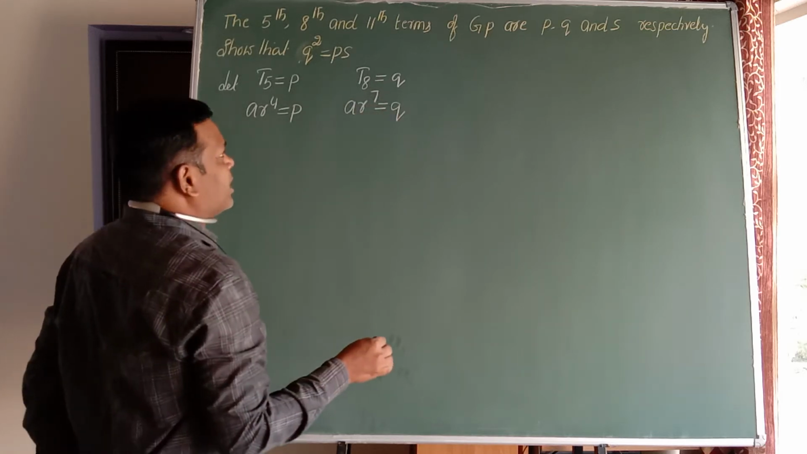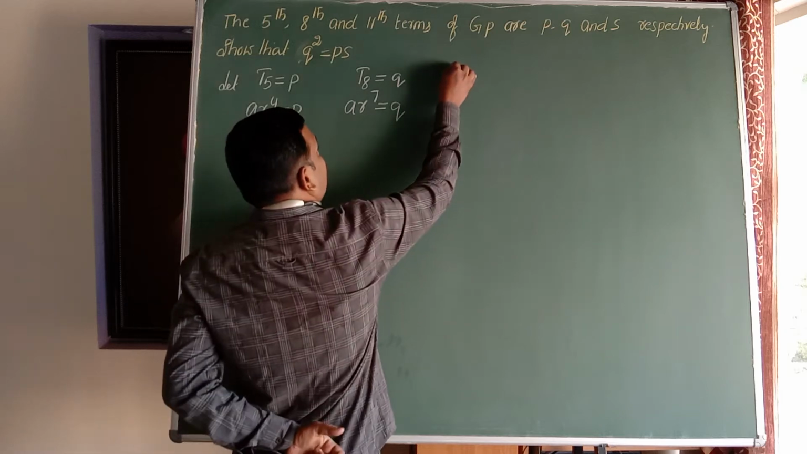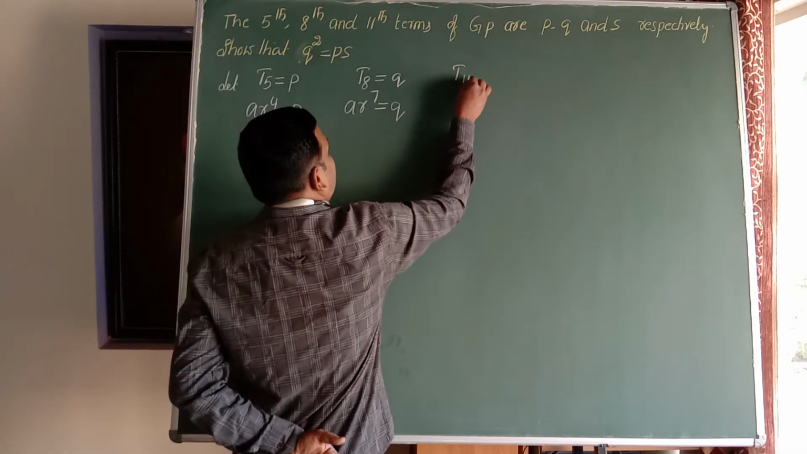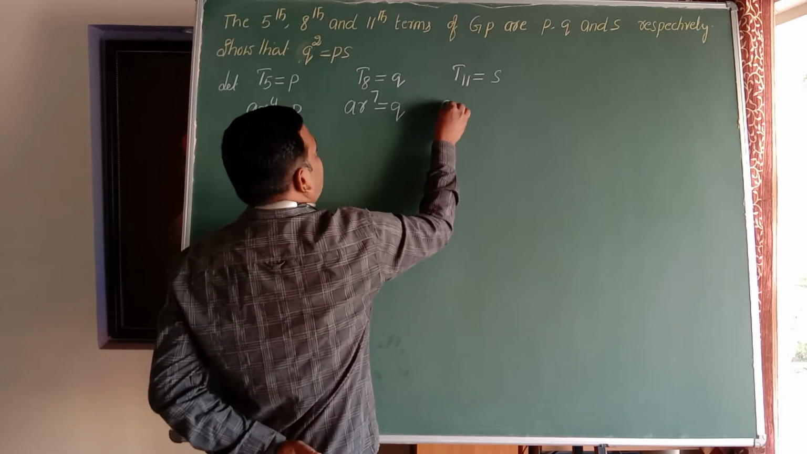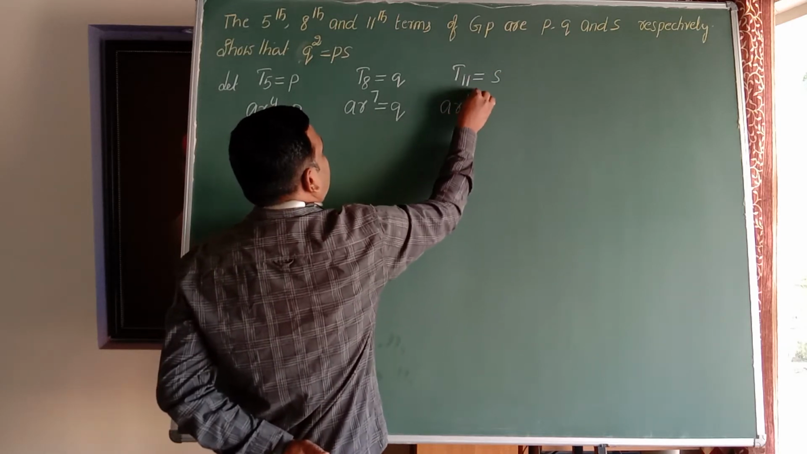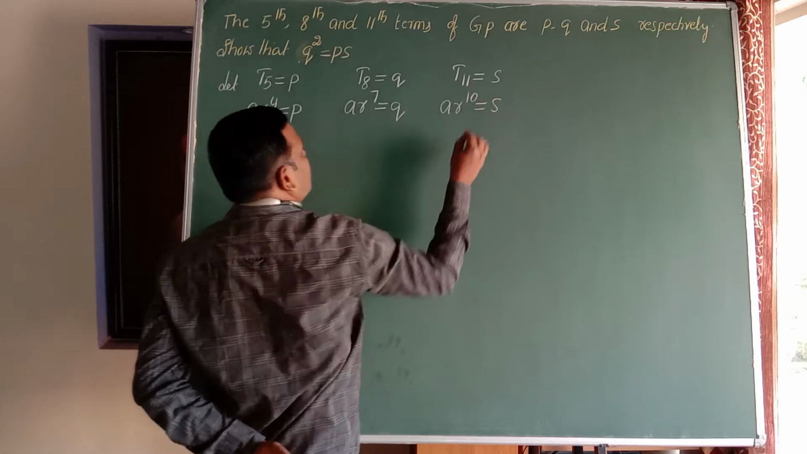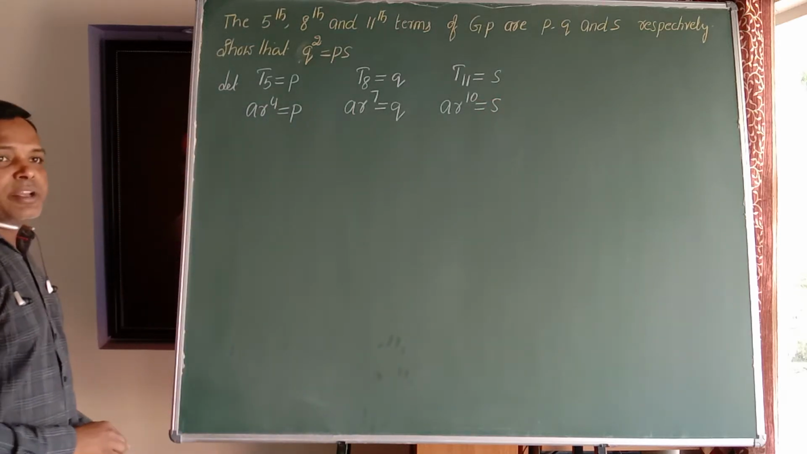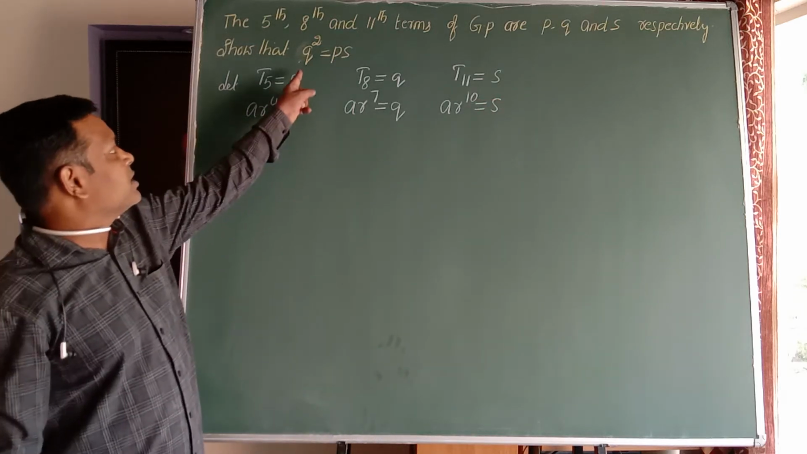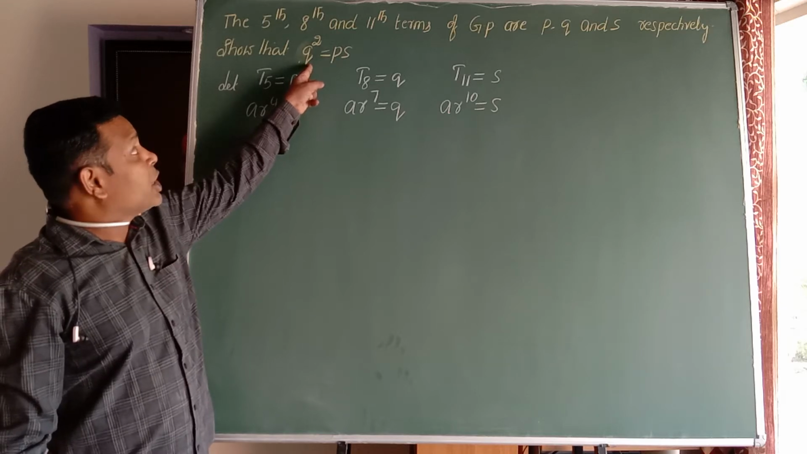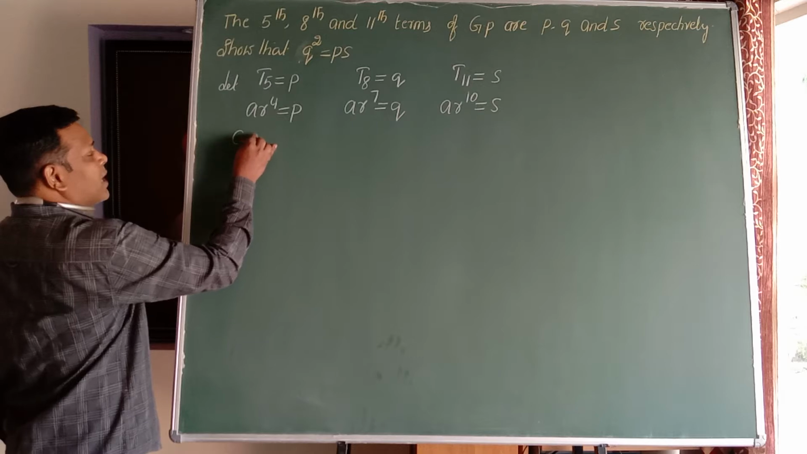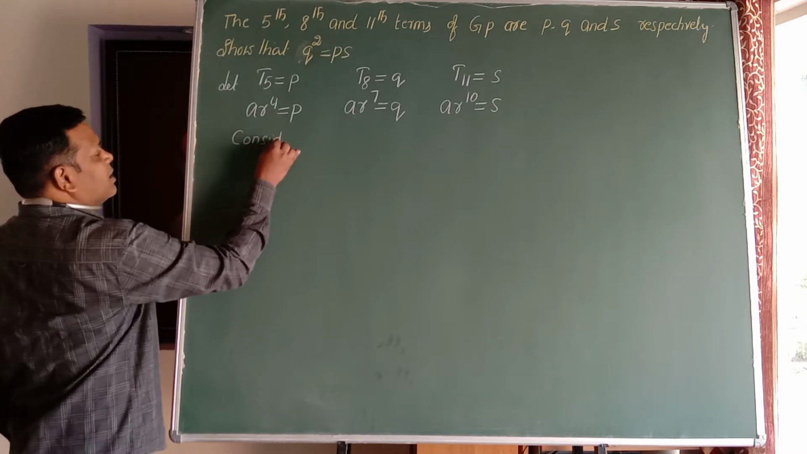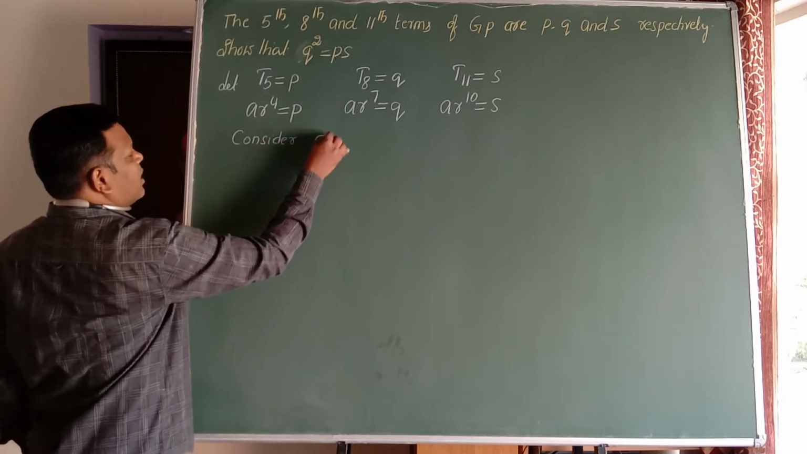One more thing they have given is the 11th term. 11th term is nothing but T11. T11 can be written as A R power 10 is equal to S. Look at me, my dear children. What is the question? We have to show that Q square is equal to PS. To prove this, consider Q square.